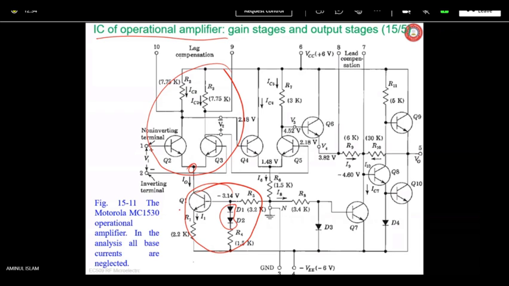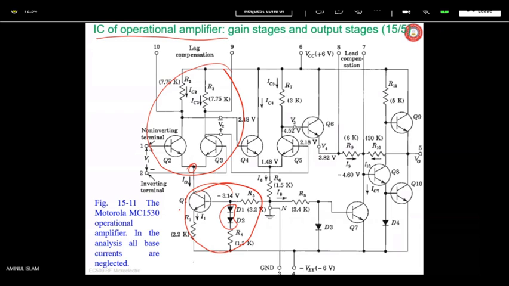Second stage gain. For the emitter follower, AV3 is almost equal to 1. We know it is an emitter follower, so its gain cannot be more than unity; rather it is always less than unity or very close to unity.